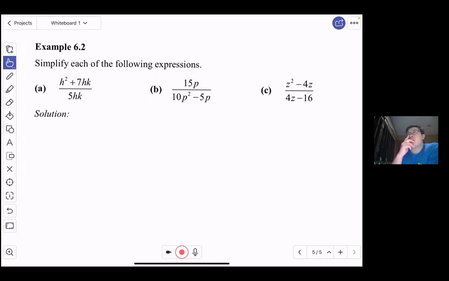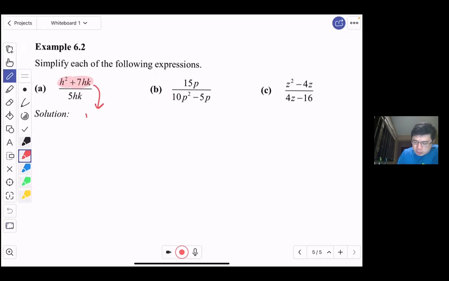So for this question, we are expected to simplify the following expressions as well. So let's look at the first one. Again, this will involve us factorizing both the numerator and denominator in order for us to find factors to cancel out.